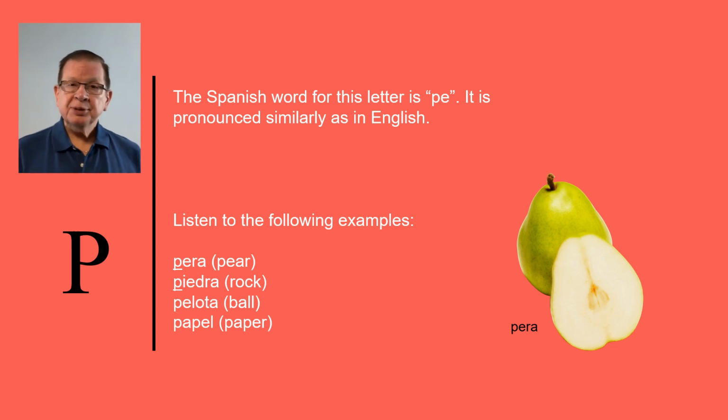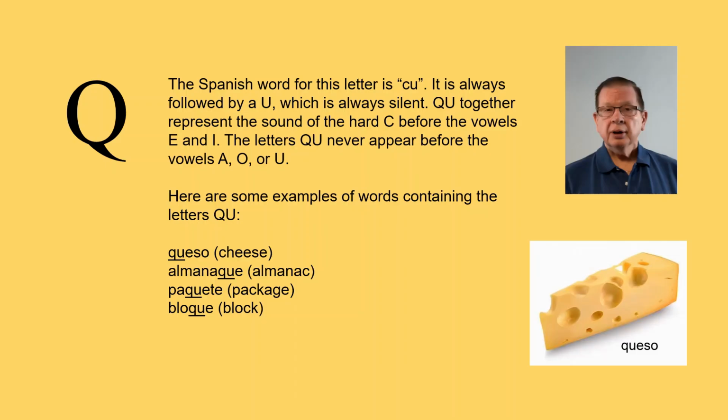P. The Spanish word for this letter is P. It is pronounced similarly as in English. Listen to the following examples. Pera, piedra, pelota, papel.